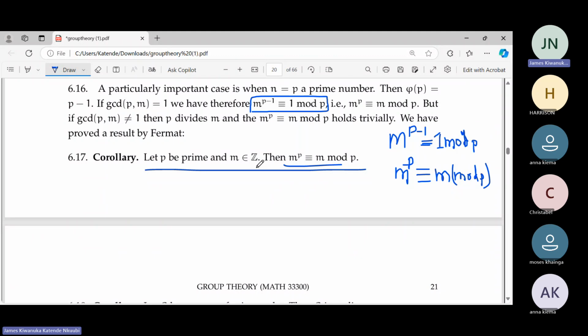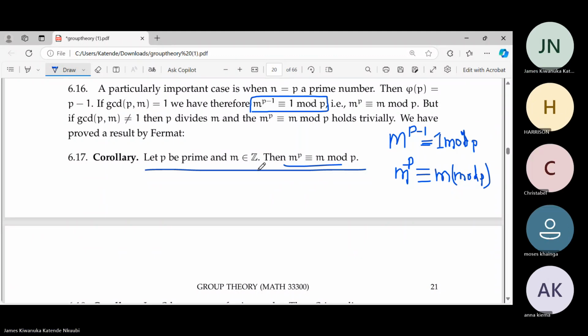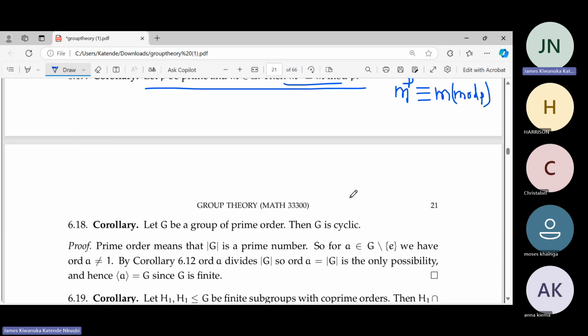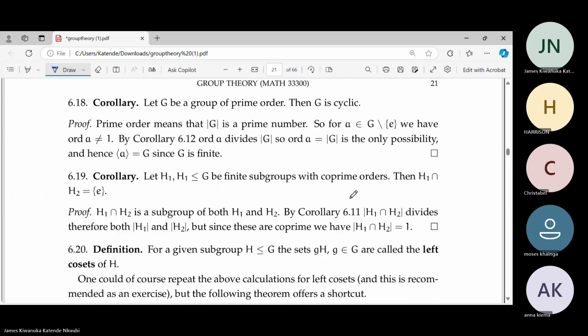That covers this. So if you haven't already done it, you need to sit down and read this carefully so that it sticks. The other statement that is important says that if G is of prime order, then it must be a cyclic group.